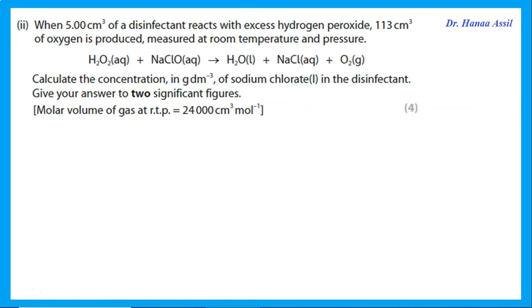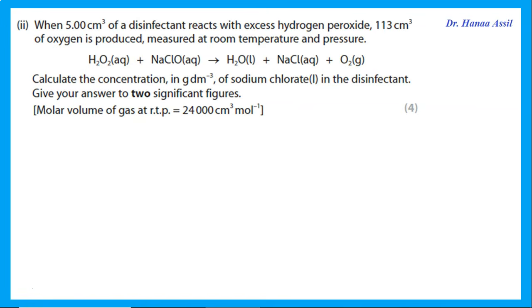Then the question says, when 5 centimeter cubed of a disinfectant reacts with excess hydrogen peroxide, 113 centimeter cubed of oxygen is produced, measured at room temperature and pressure. Calculate the concentration in gram per decimeter cubed of sodium chlorate in the disinfectant. Give your answer to 2 significant figures. So what is the information given? He says it obtained 113 centimeter cubed of oxygen, and we want to know how much NaClO we have.